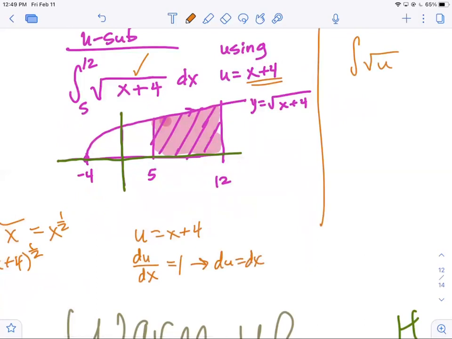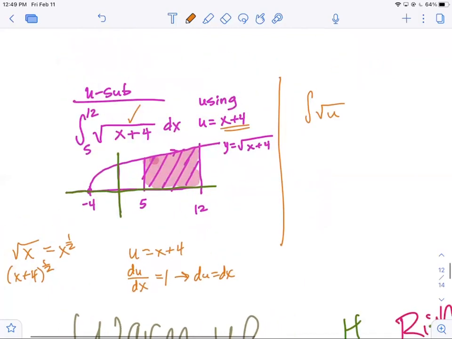And again, you can go straight to du equals dx. That's differential form. Or you can use Leibniz form and then multiply both sides by dx. But once again, dx is equal to du, so I can just make a straight replacement there. And then the last thing I need to do is change the intervals of integration. So when x is 5, plug it into there. And what is u? 9. And when x is 12, you get 16. And that's it. We've changed the variables.